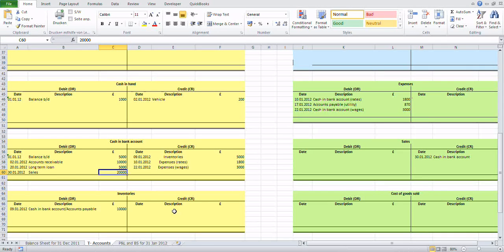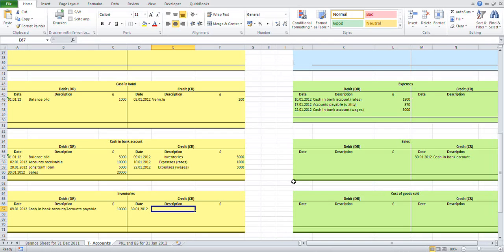But there's actually two transactions in there. The value of the stock that was sold amounted to 8,000. Now that means that our inventories decreased. On the 30th of January 2012, the inventories increased by 8,000. But what is the opposing account? That would be the cost of goods sold.